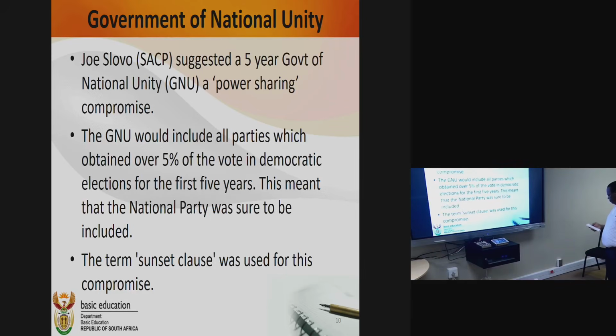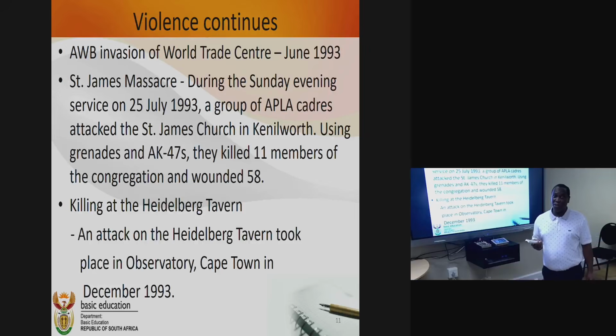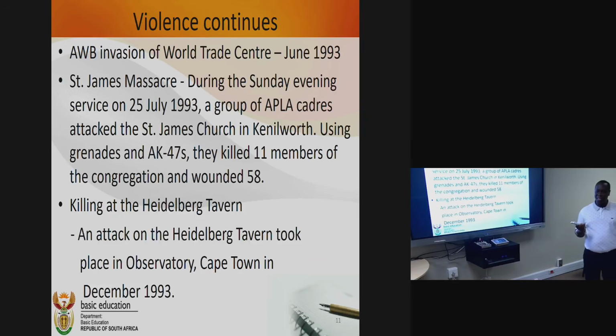Furthermore, there was still violence continuing. The AWB invaded the World Trade Center in 1993, while this multi-party negotiation forum was continuing. There was the St. James Massacre during the Sunday evening service on 25 July 1993. A group of APLA cadres, APLA being the military wing of the Pan-Africanist Congress, attacked the St. James Church in Kenilworth using grenades and AK-47s. They killed 11 members of the congregation and wounded 58.